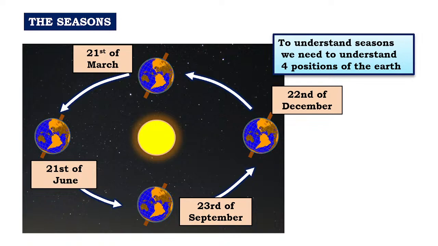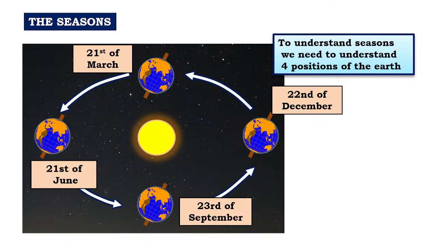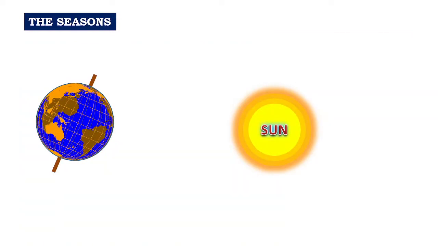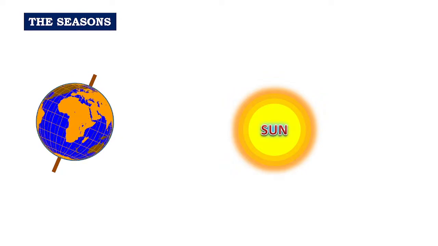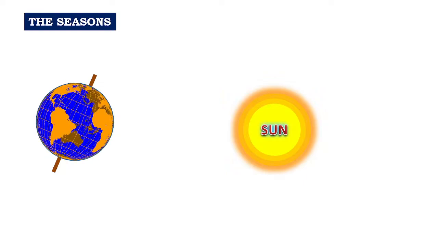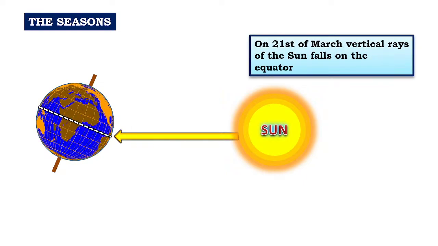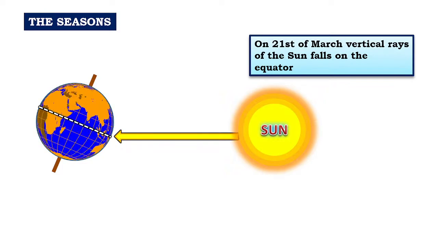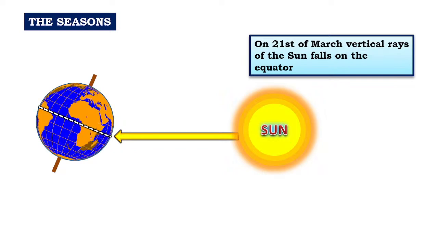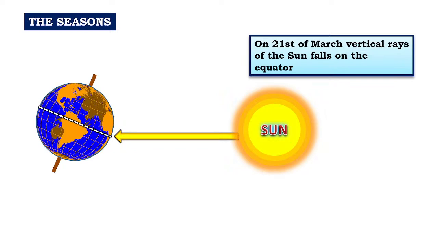This is just a logic. Shall we move forward now, everyone? Okay, so four positions of the globe you have written here, and you have these four dates. If you understand these concepts, it will be very easy for you to answer any question in the examination. So this is the sun and this is the globe. On 21st March, the sun rays are falling vertical on which line? Equator. And equator is 0 degree latitude.